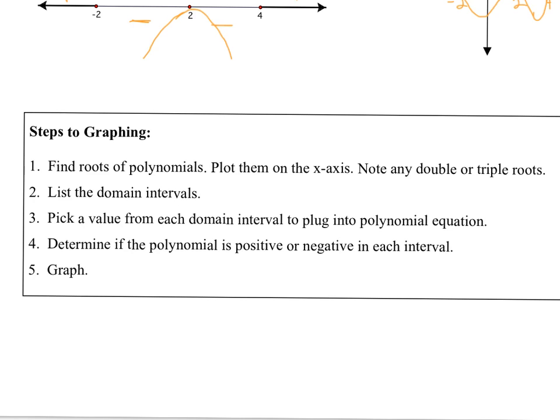Make sure that you note any double or triple roots. The double roots and triple roots are found by looking at the exponent of the factor, which we'll do a couple problems with. List the domain intervals, that's just the number line. Pick a value from each domain interval and plug into the equation. This step is not necessary if you understand the pluses and the minuses above below. But I'm going to show you an example of how, if you're not sure of the pluses and minuses, you can pick a value and figure it out. Determine if it's positive or negative, so that's used on the number line, and then we're going to graph it.